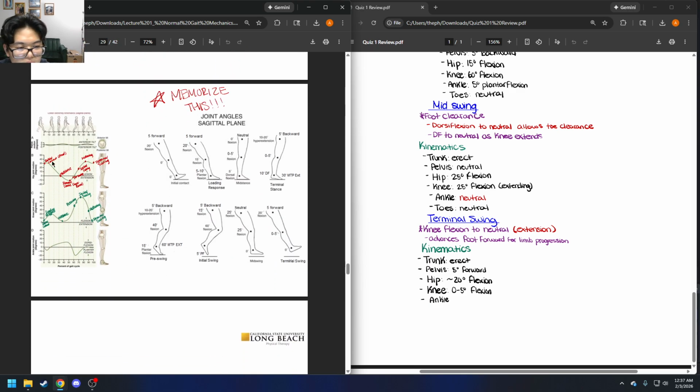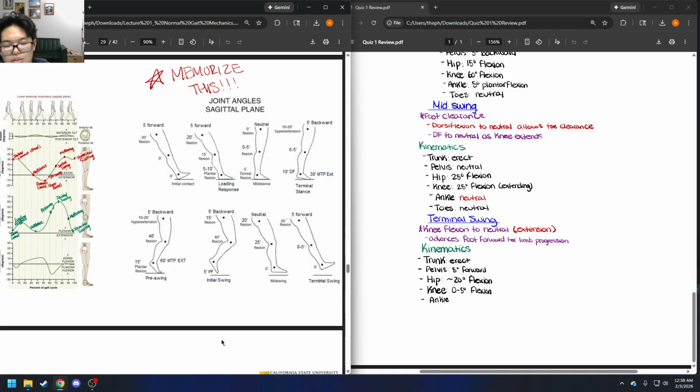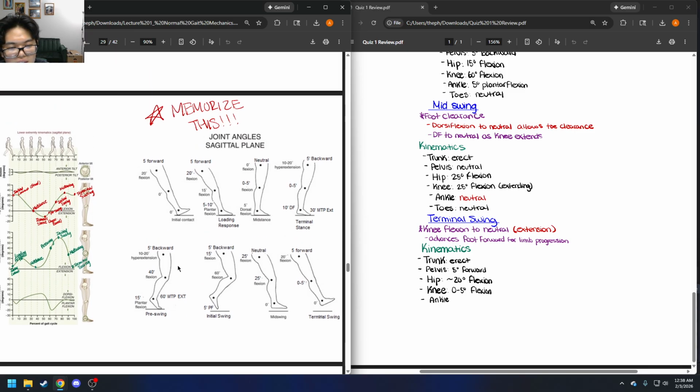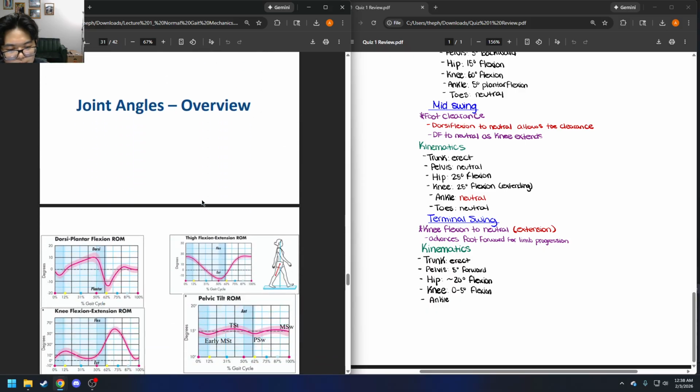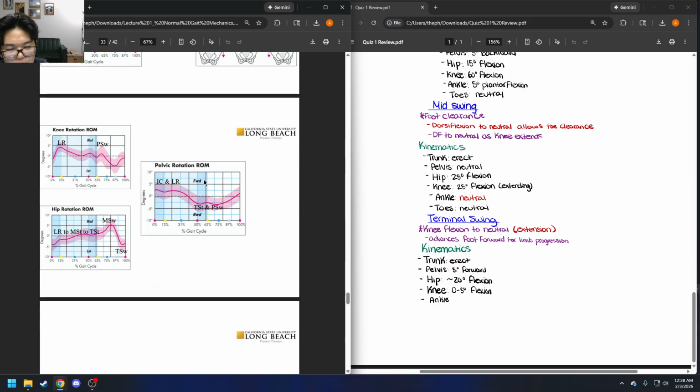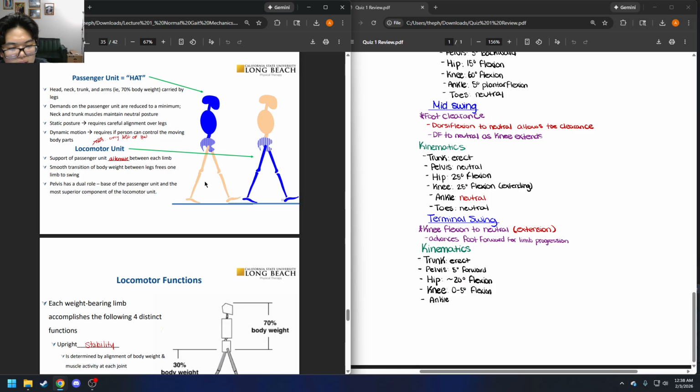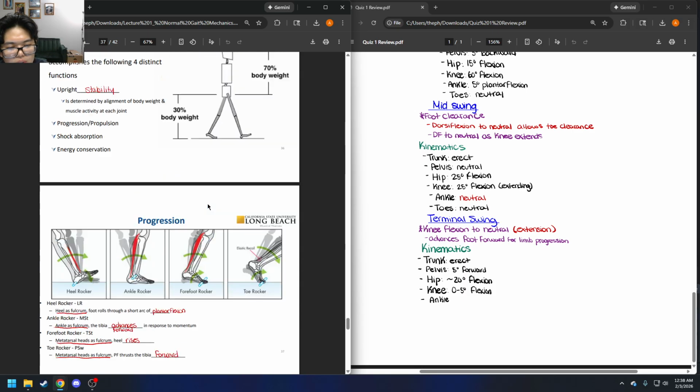I'm going to leave this here, Andy. If you come back and watch this, this is what we should be memorizing, because this is basically the joint angles for everything we talked about in the different phases. Just another overview of that.